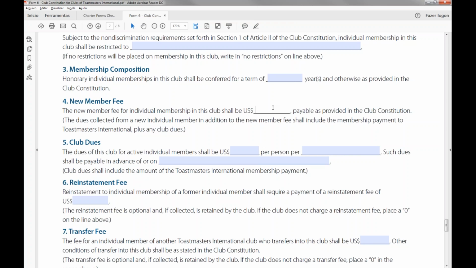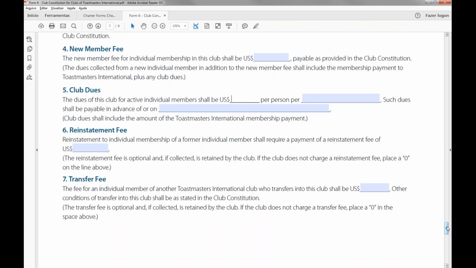Here you will decide how much you are going to charge each member to attend the club, in terms of the fee and also the club dues. Usually we pay $20 to Toastmasters International. You can decide to have another fee. Also the club dues each semester, how much they are going to pay. And you can even decide that there is an annual fee instead of paying by semester.